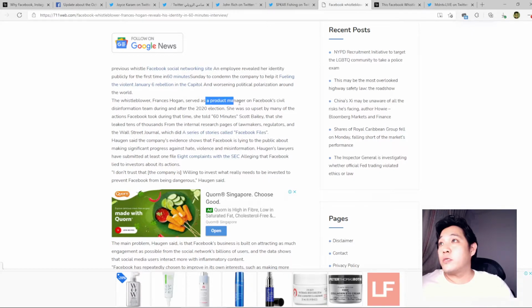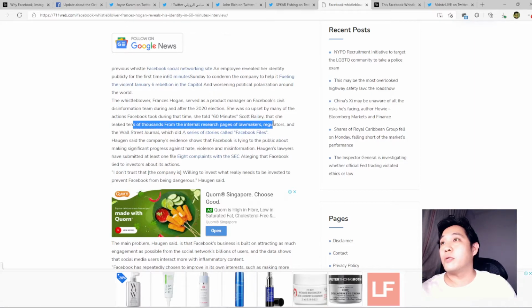So she served as a product manager on Facebook's Civic Misinformation team. Wow. She was so upset by many of the actions Facebook took during the time, she told 60 Minutes. She leaked tens of thousands of internal research pages to lawmakers, regulators, and the Wall Street Journal, which did a series of stories called the Facebook Files.